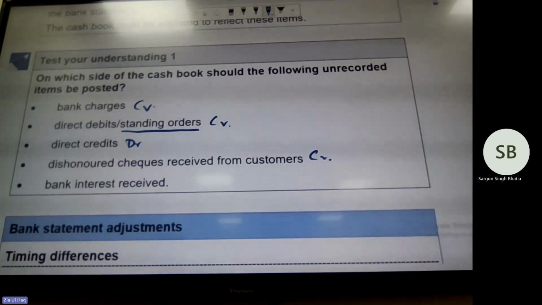Bank interest received. This means we receive interest from the bank. If we have received it, it should be credited in the passbook, but should be recorded as a debit in the cash book. Is that fine? Oh, yes, sir.